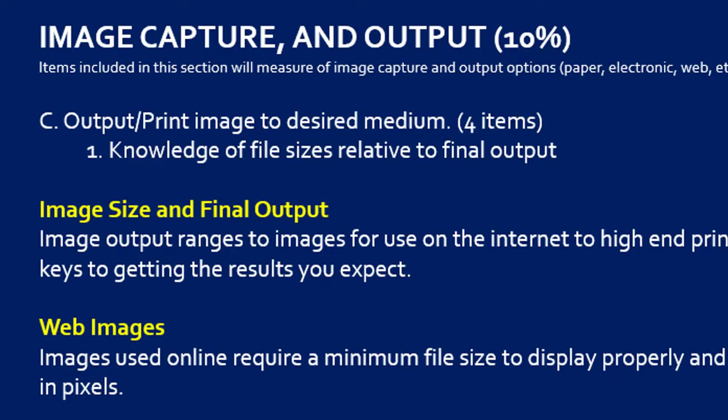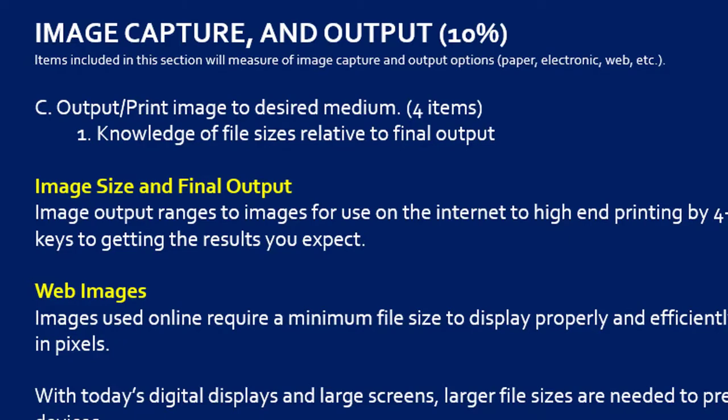Section C says, output or print image to desired medium. Now there's 4 items on the exam from this section, but there's 6 items listed under this section, so a couple of them won't even be addressed on the exam, but we're going to learn all 6 of them, and hopefully if those questions come up, we'll get them all right.